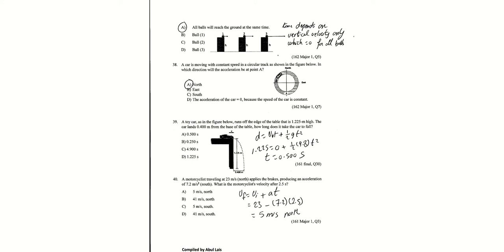Now, you have to remember that the time needed for the ball to reach the ground does not depend on the horizontal velocity. It depends only on the vertical velocity. And guess what? What is the vertical velocity for all these balls? Yeah, it is zero. Because all of them have a vertical velocity of zero, they would all reach the ground at the same time, and the answer here is A.